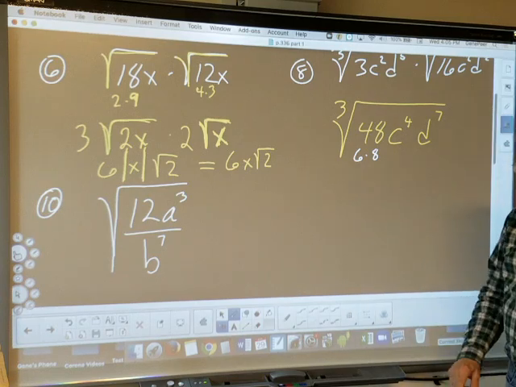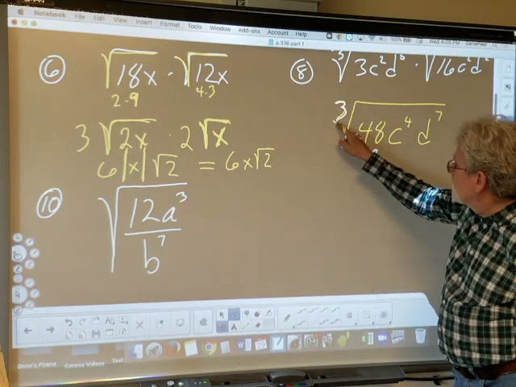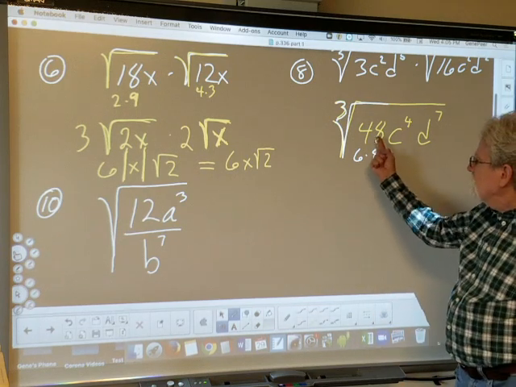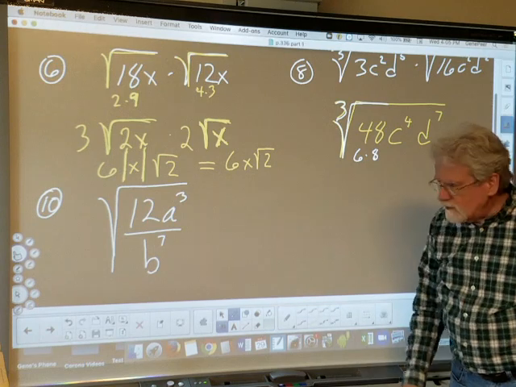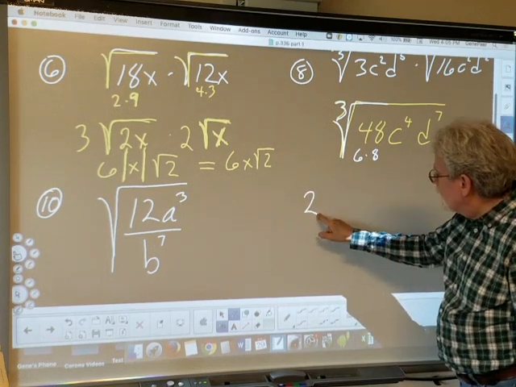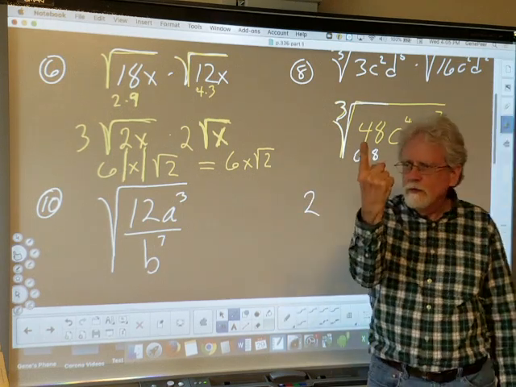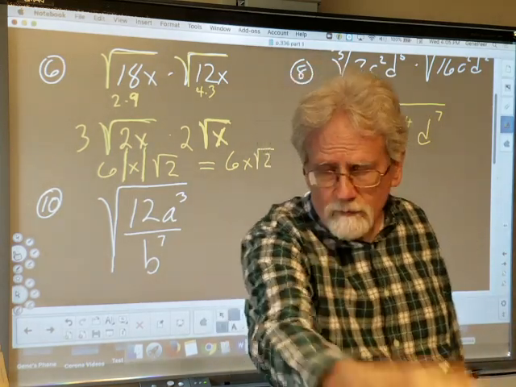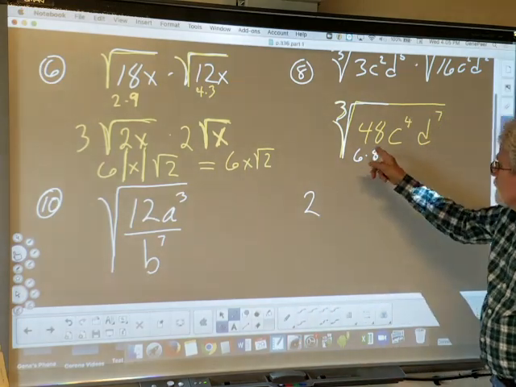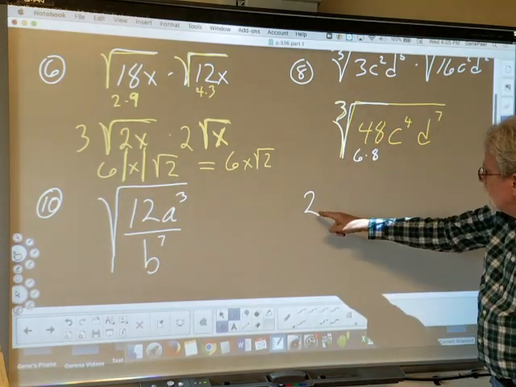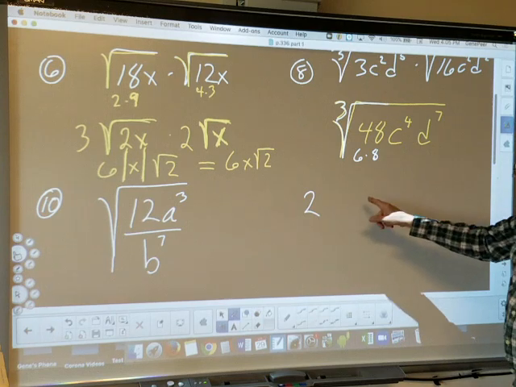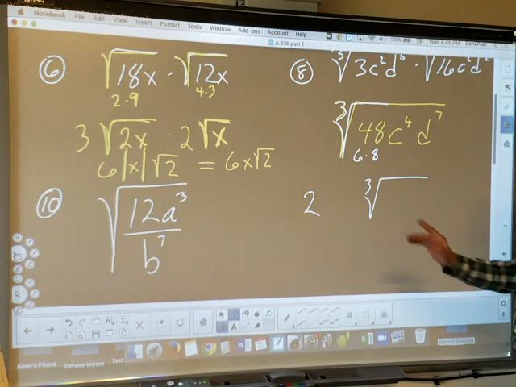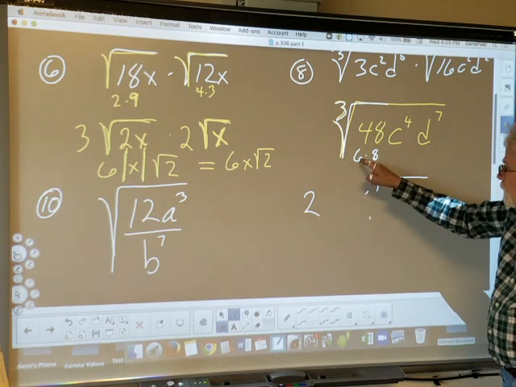We care because we know the cubed root of 8. So the 8 is able to pa-ching out. What is the cubed root of 8? Cubed root of 8 is 2. It comes out, because 2 times 2 times 2 is 8. So the cubed root of 8 is pa-ching, 2. We're going to be left with something inside. Let's see what else we can take out, though. Before we forget, we took out the 8, but we're stuck with the 6.